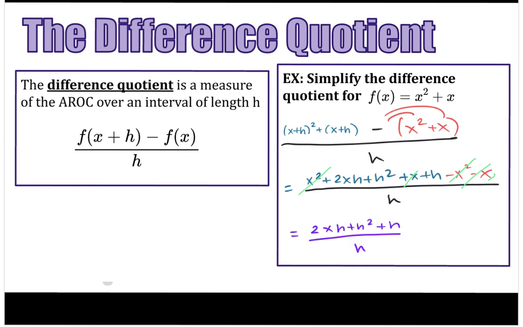And what I want you to notice is that every single term has an h, so we can divide each of these terms by h. So 2xh divided by h is just going to be 2x, so this h can divide out because it can divide out to each piece. h squared divided by h plus h divided by h, and here is my simplified difference quotient.